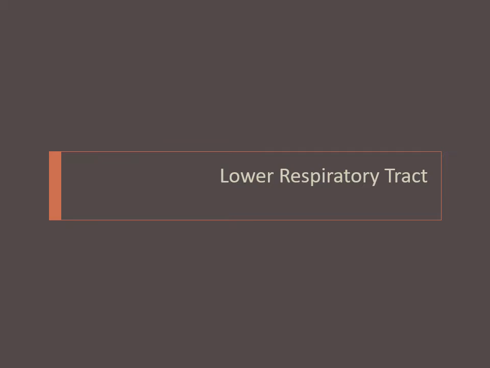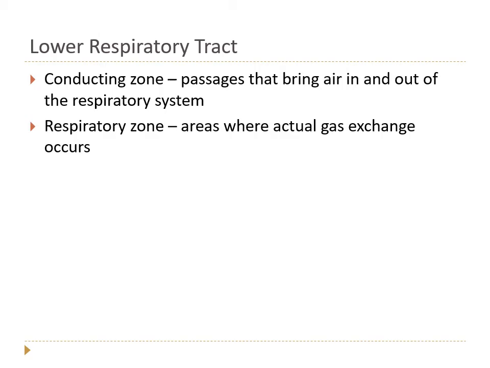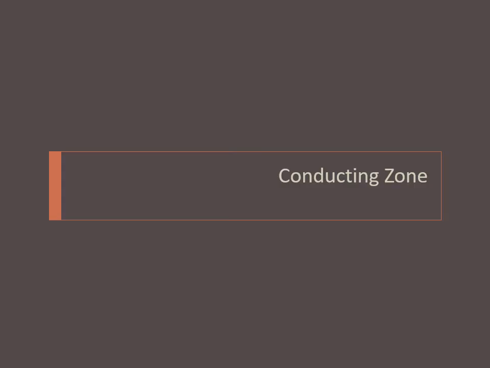Okay, so that was the upper respiratory tract, and now we're going to move into the lower respiratory tract. One of the things that we talk about in the lower respiratory tract is the conducting zone, which are tubes that are basically transporting air in and out of the respiratory system. They're just passageways. And then the respiratory zone, where actual gas exchange occurs. So that's where we're moving oxygen and carbon dioxide in and out of different spaces. But most of the respiratory tract is the conducting zone.